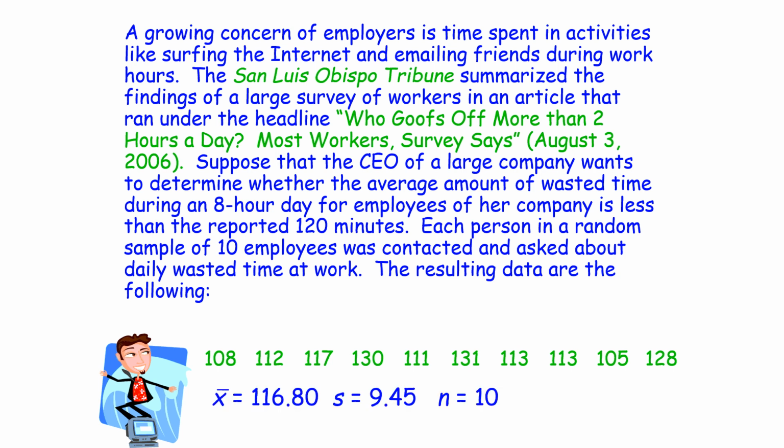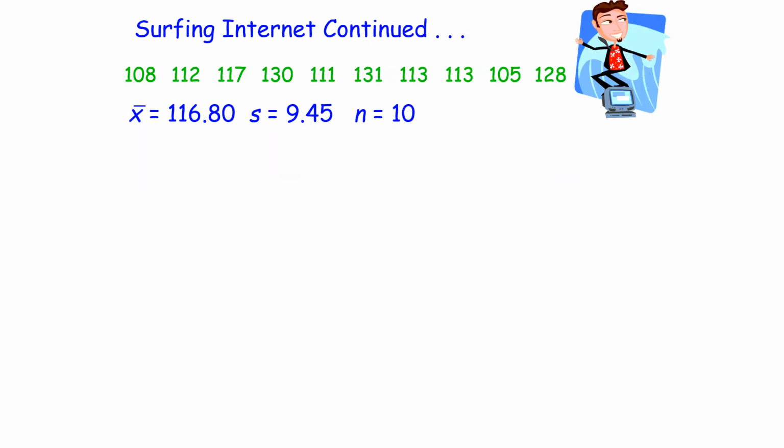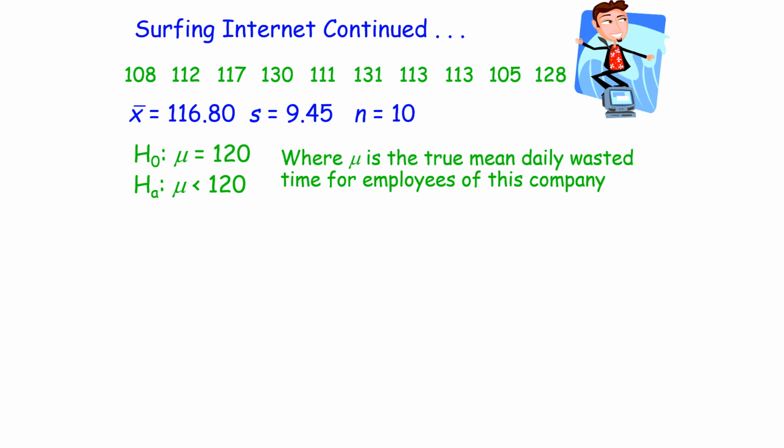You should have gotten a sample mean of 116.8 and a sample standard deviation of 9.45 with our sample of 10 employees. So now let's state our hypotheses. Our null hypothesis is that mu is equal to 120, and our alternative hypothesis is that mu is less than 120, where mu is the true mean daily wasted time for employees of this company.